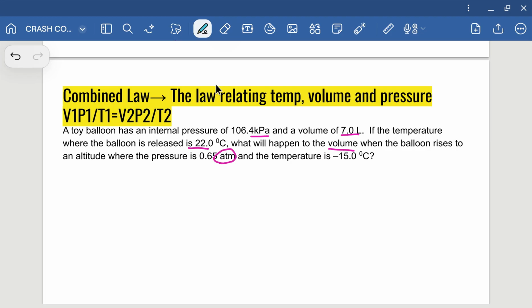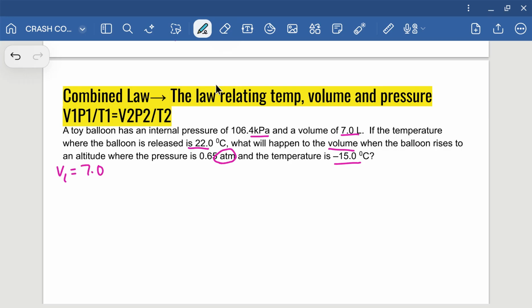So we're going to have to pick either changing atm to kPa or turning kPa to atm. It doesn't matter as long as they're the same. And then we have the second temperature. Again, we need to make sure our temperature is in Kelvin.